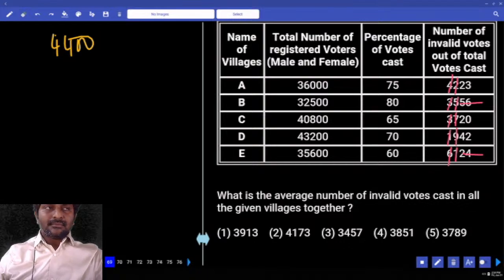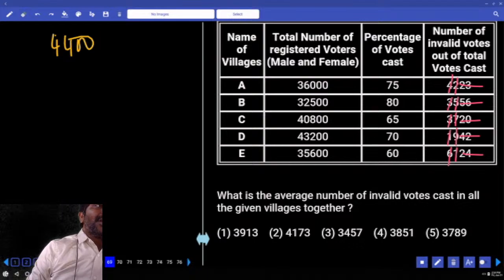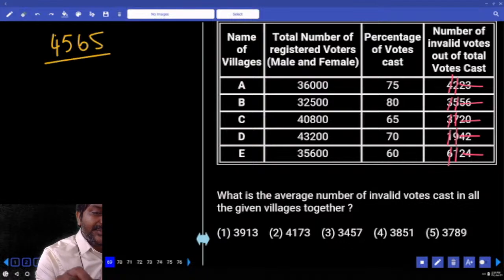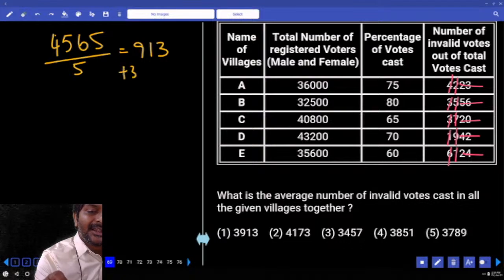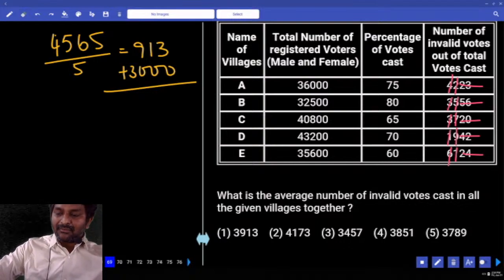56, 24. 80, 20. 100 plus 65, 165. 165 added to that. 4565 must be adjusted among 5 numbers, which is equal to 913. Already benchmark was 3,000, so total answer is 3913.